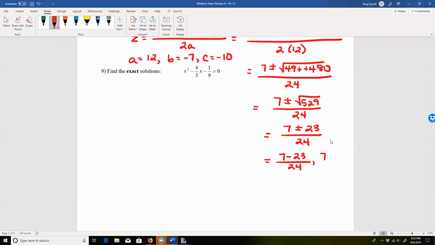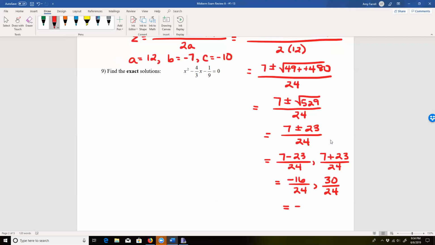And the other answer would be 7 plus 23 all over 24. So one of my answers would be negative 16 over 24, because that's what 7 minus 23 is. And the other would be 30 over 24. And then I could reduce those to get my final answer.